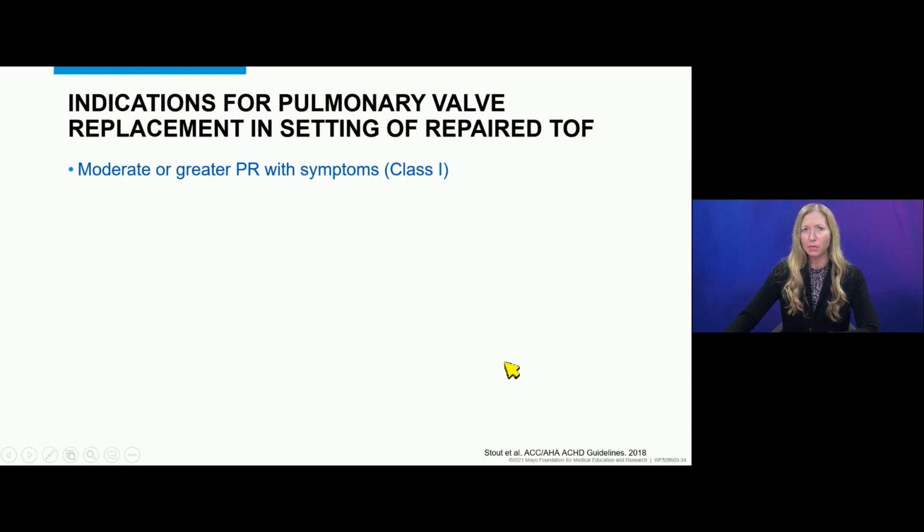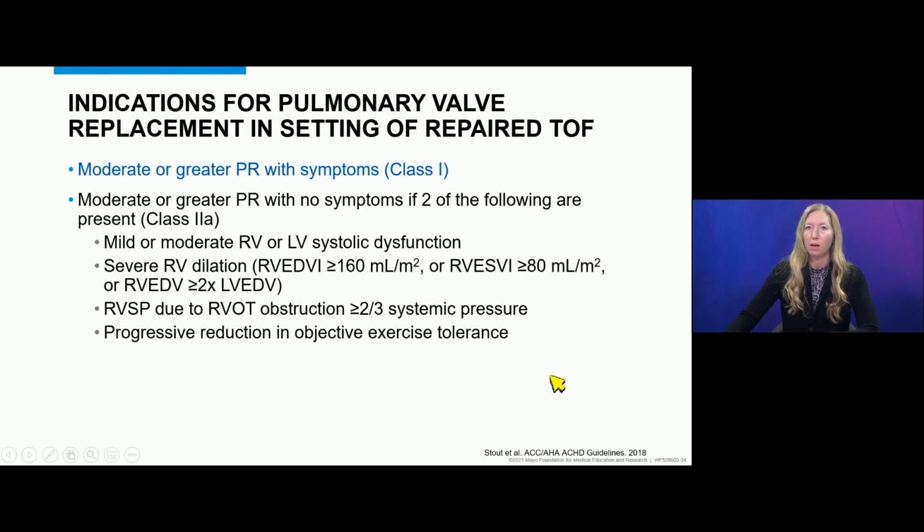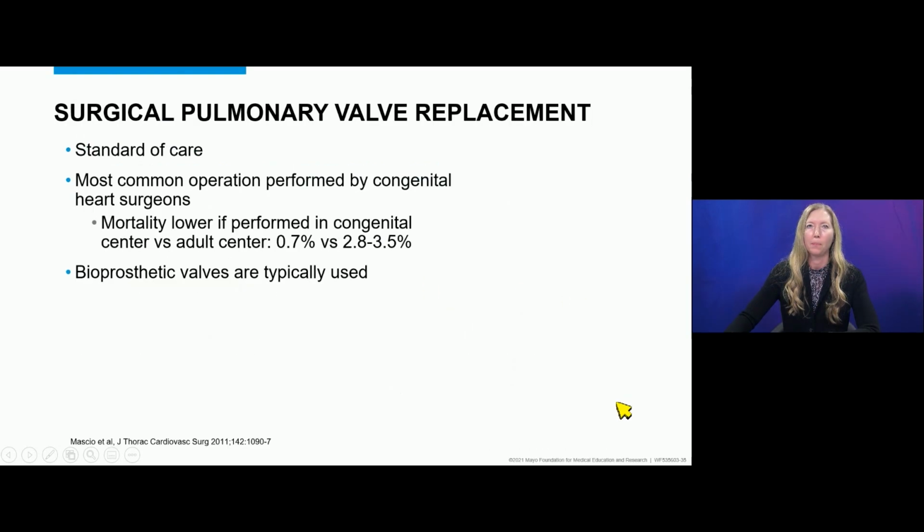So our indications for pulmonary valve replacement: if you have more than moderate pulmonary regurgitation and symptoms, that's a class 1 indication. But we've now moved towards intervening even in the asymptomatic patient. And this is kind of busy, but I have it here for you just to know the things we're looking for. And really the clues are ventricular dysfunction or right heart enlargement. And so we use MRI to follow the size of the right heart in these patients.